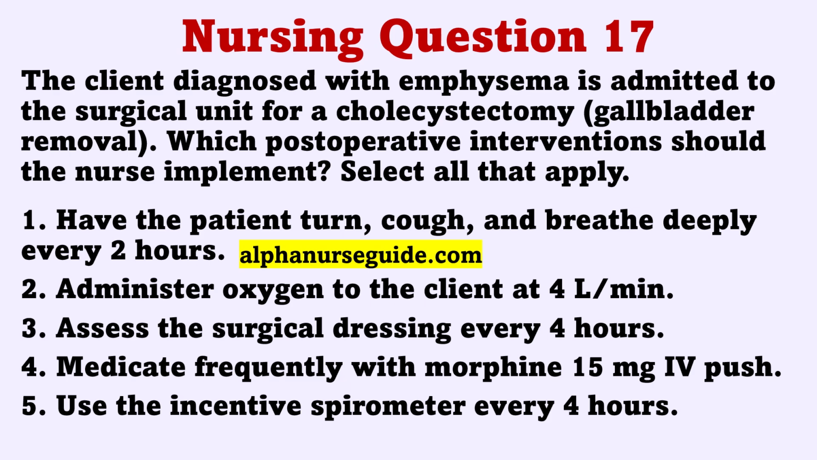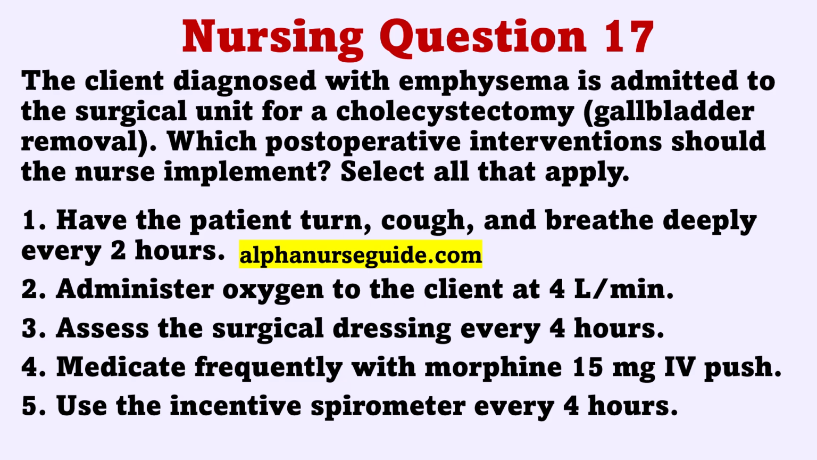The correct answers are 1. Have the patient turn, cough, and breathe deeply every 2 hours. 3. Assess the surgical dressing every 4 hours. And 5. Use the incentive spirometer every 4 hours. Clients undergoing surgery are encouraged to turn, cough, and deep breathe a minimum of every 2 hours. Clients diagnosed with chronic lung disease are frequently prescribed long-term steroid therapy. Steroids delay wound healing. The nurse should assess the wound to determine that the surgical incision is healing as desired.